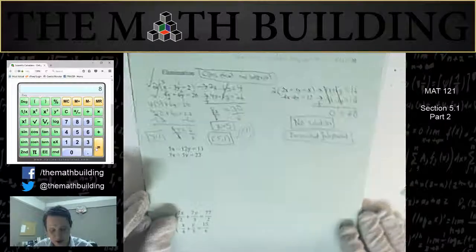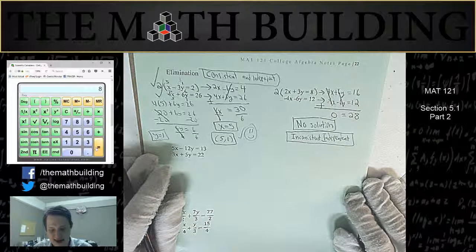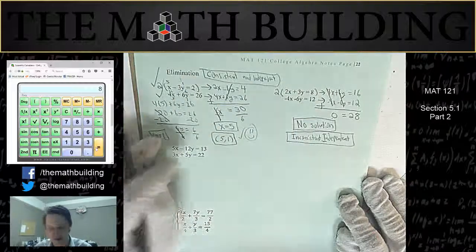All right, so there we go. That's how to do elimination. And it's kind of interesting that there's no values of x or y that'll make both of these be true.